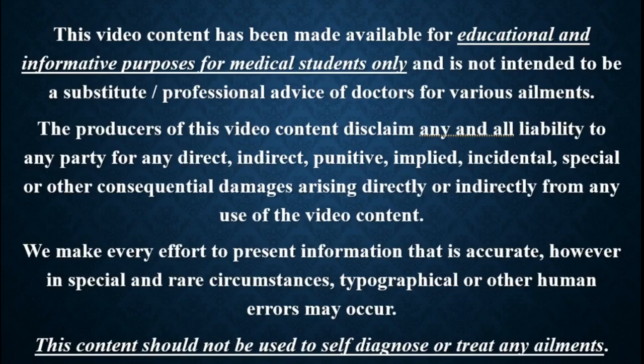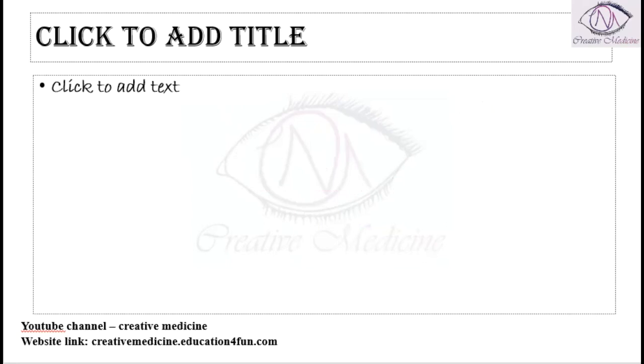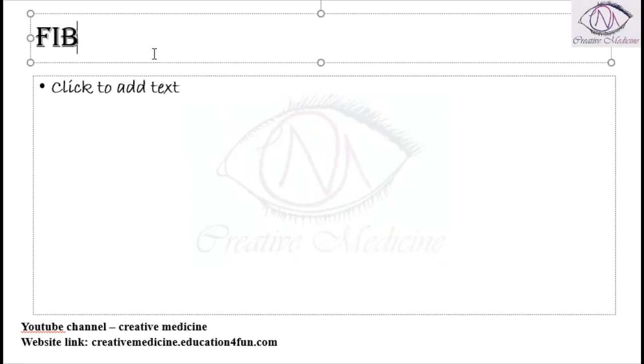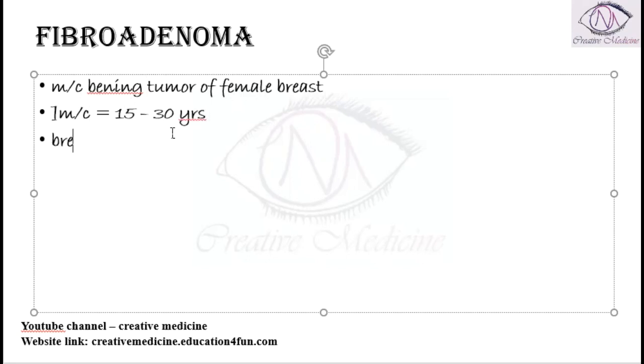In this lecture, we will learn about Fibroadenoma. Fibroadenoma is the most common benign tumor of the female breast. It is most commonly seen in the age group of 30 to 50 years. It is also known as breast mouse.